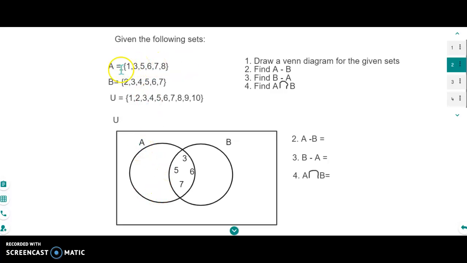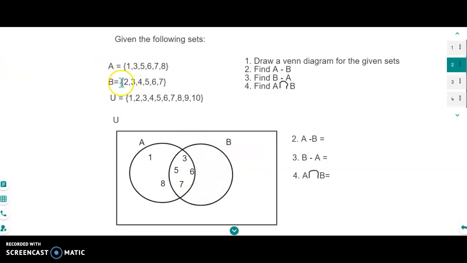Now, remember, the missing elements that we write here in A, so what missing elements do we have here? So we have 1 that is not in the intersection zone, so we write 1 here. We already have 3, 5, 6, and 7, so it's missing 8, all right? So we write 8.